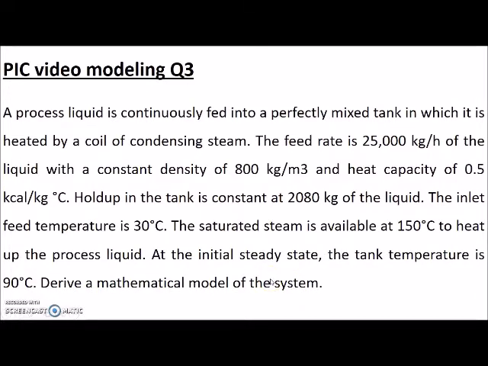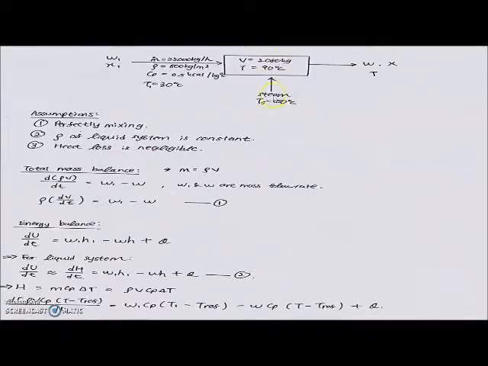First of all, what I did was draw a simple block diagram so that it is easier for me to understand and solve the question. After that, the next step I did was to make assumptions. In this case, I made 3 assumptions: the first one, the system is perfectly mixed; the second one, the density of the liquid is constant; and the last one, the heat loss is negligible.